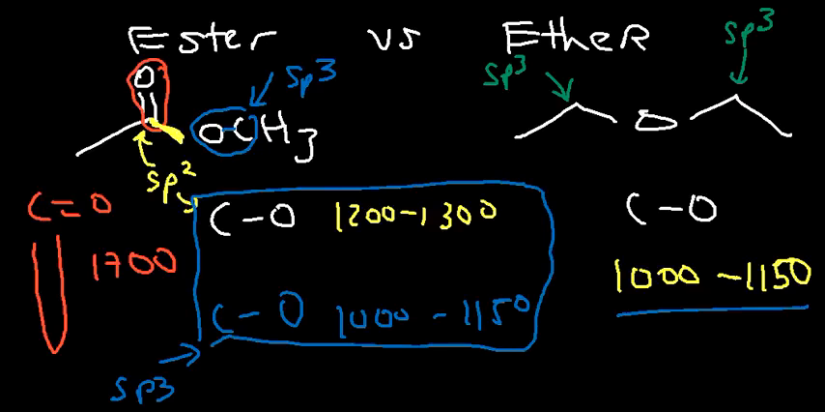Now again, this is in the fingerprint region, so it's not always 100% reliable, but generally speaking, these signals should be there. So if you see both of them, that indicates an ester. If you see just this, you have potentially an ether. So now what about the difference between an amine and an amide?